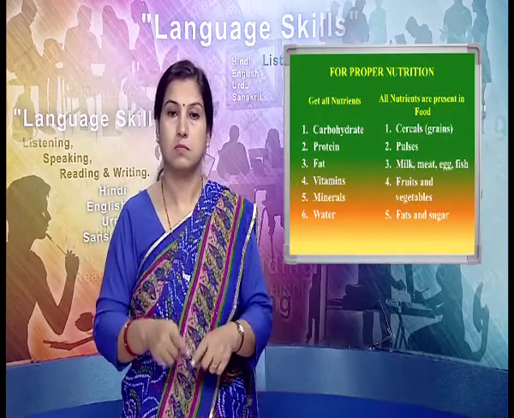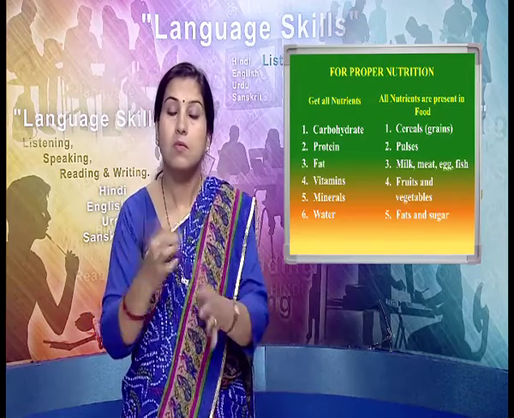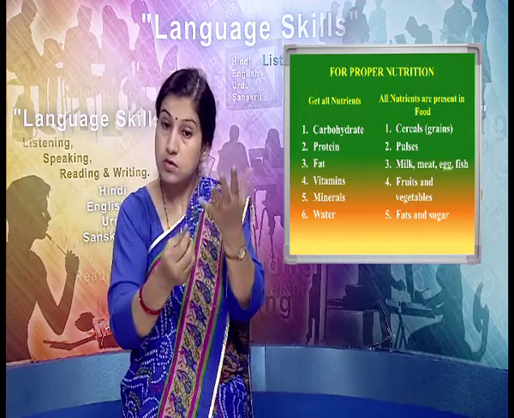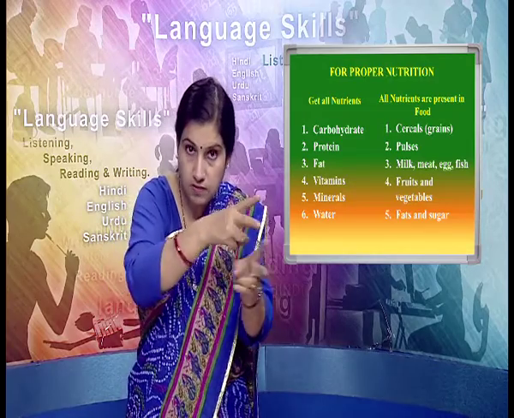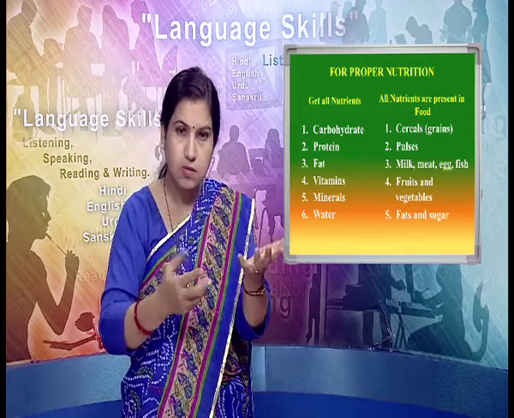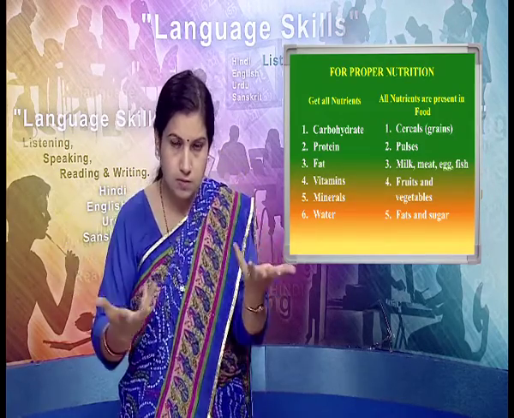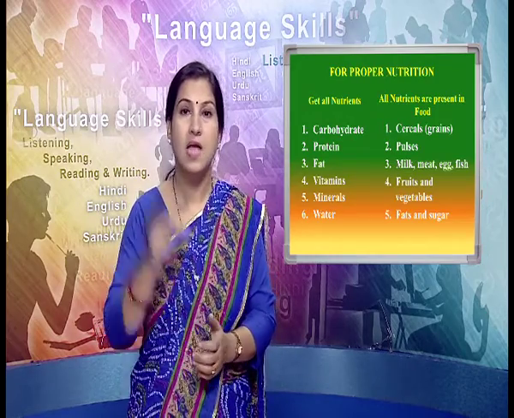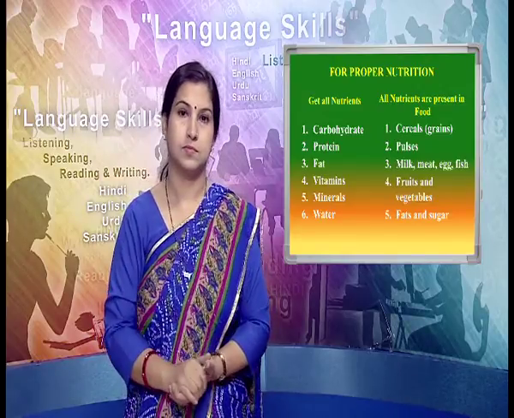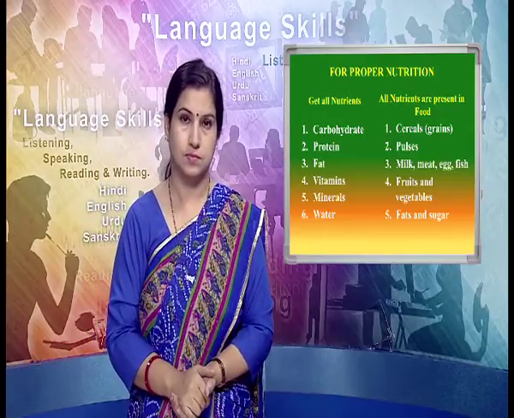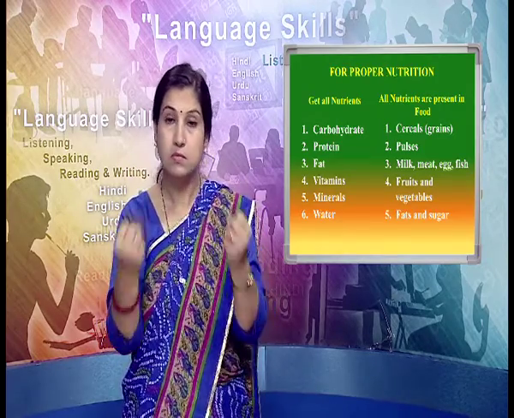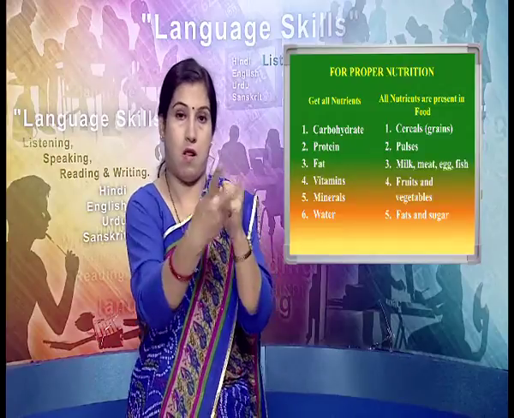For proper nutrition, you need the 6 nutrients, and all the nutrients are present in foods: cereals, which are properly known as grains, pulses, milk, meat, egg, fish, fruits, vegetables, fats and sugar. Different nutrients are present in different foods in varied quantities.